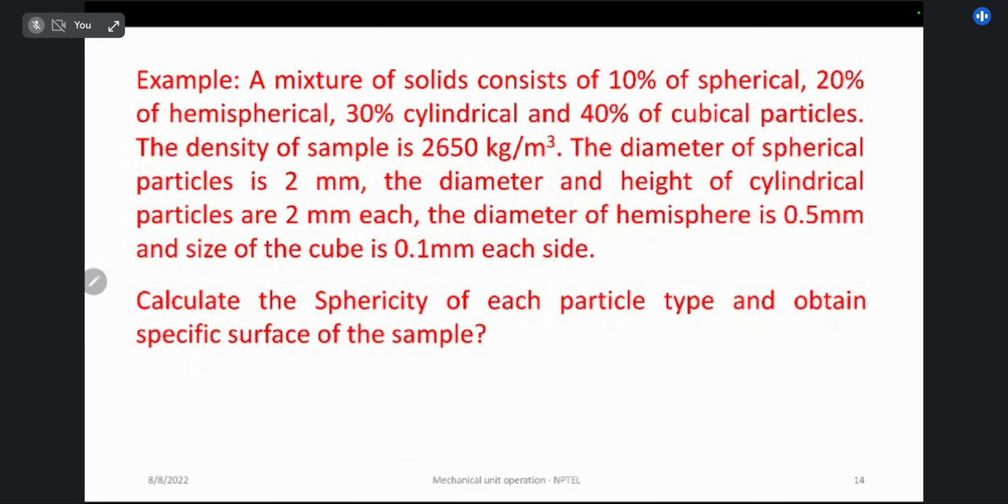Now we will discuss the examples using the equations which we have shown. You have to understand why we follow different types of diameters, and according to our application we follow one of them.